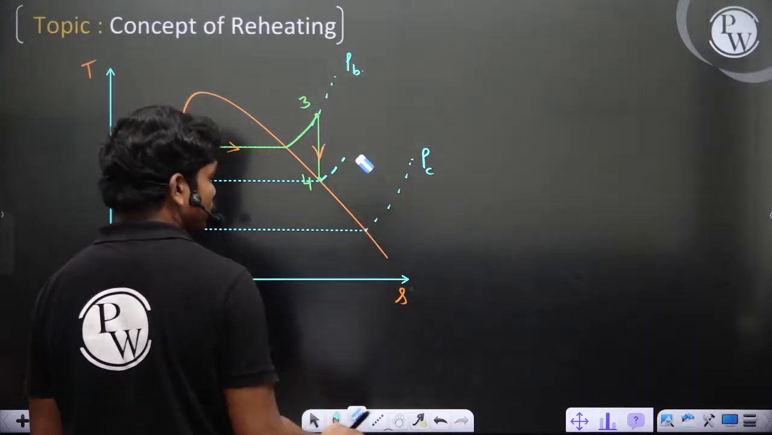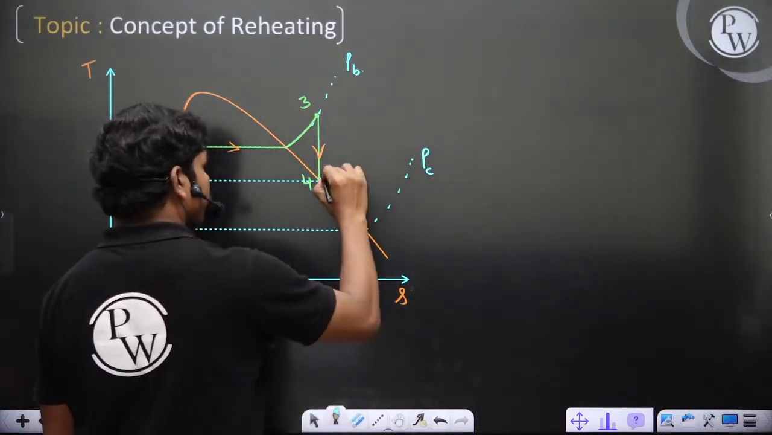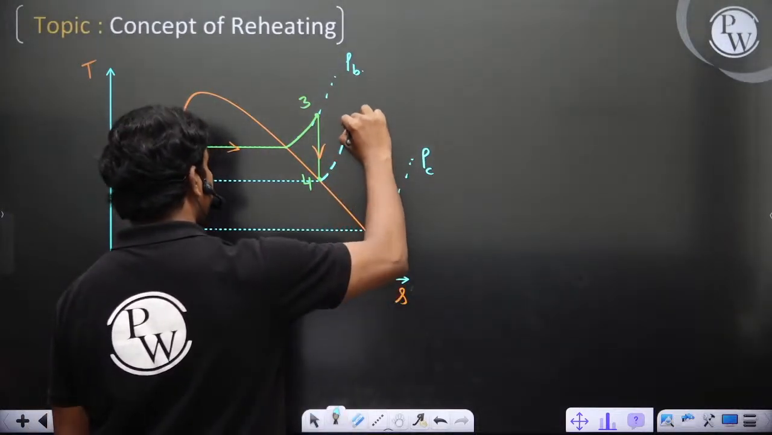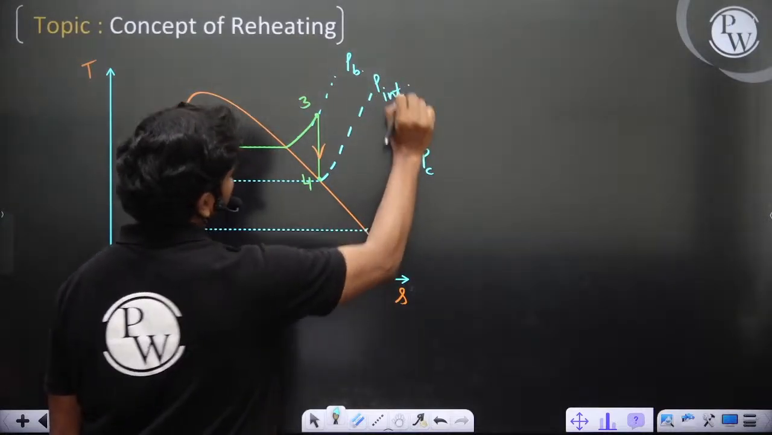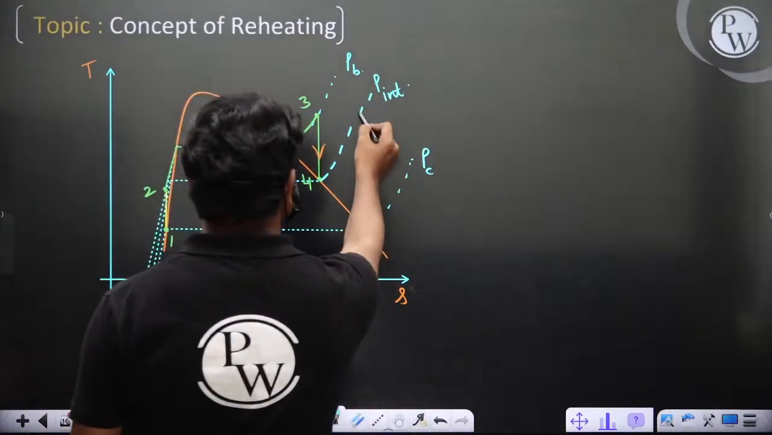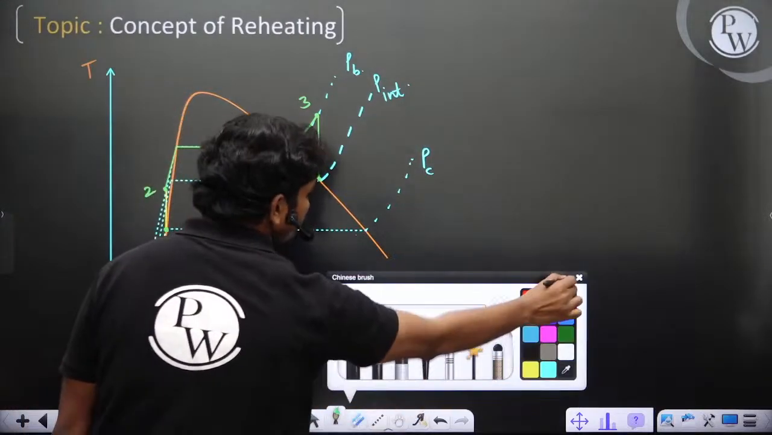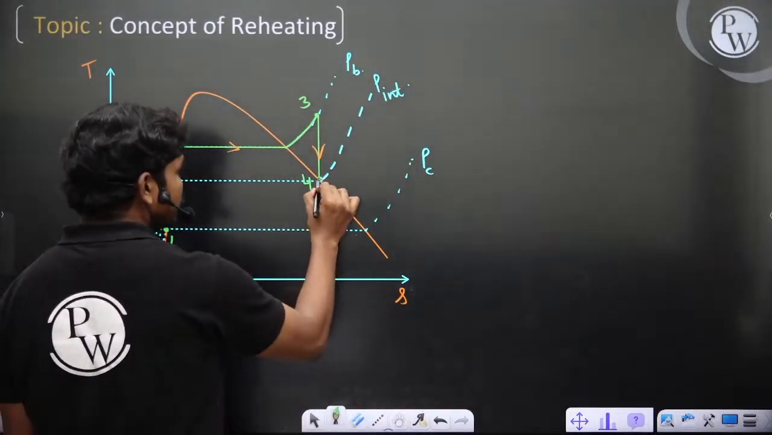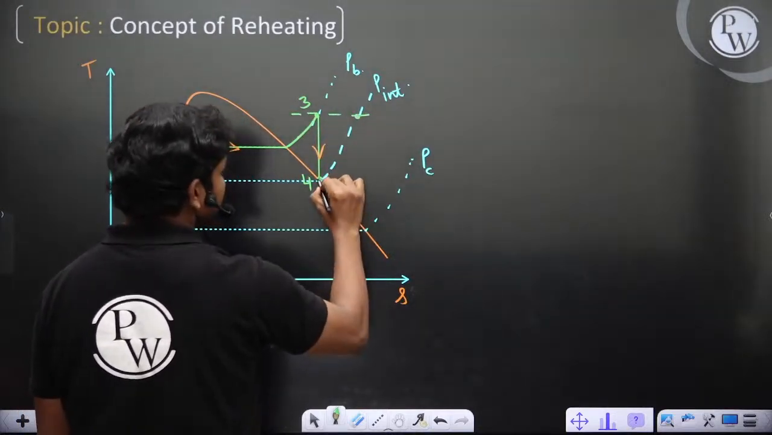Because I should be very careful when I'm doing this. Okay, I'll tell you the reason why. So let's say this is P intermediate. Okay, so if this is P intermediate, fine. Okay, let's see. If this is P intermediate, then taking the steam from this temperature to again this temperature is relatively easy here.